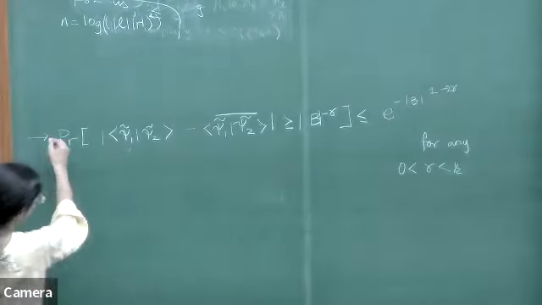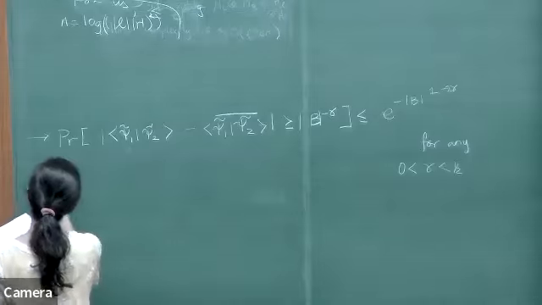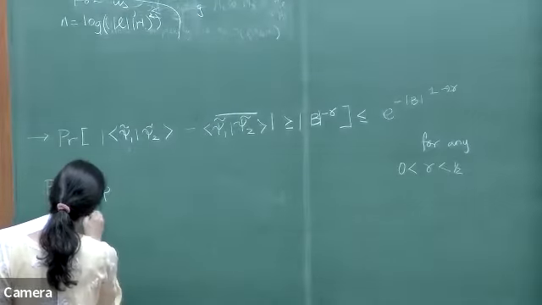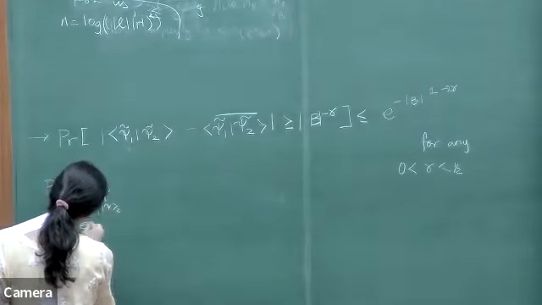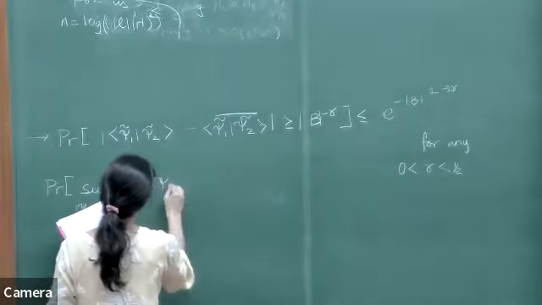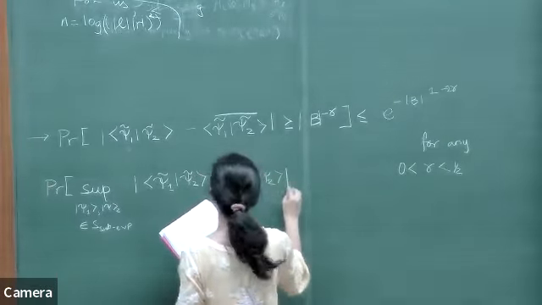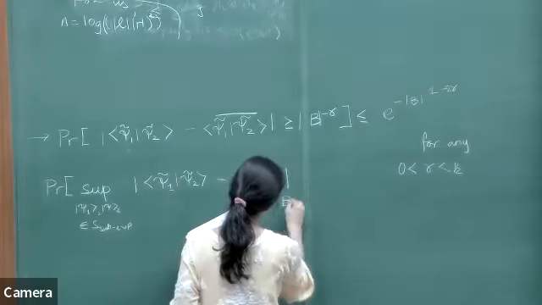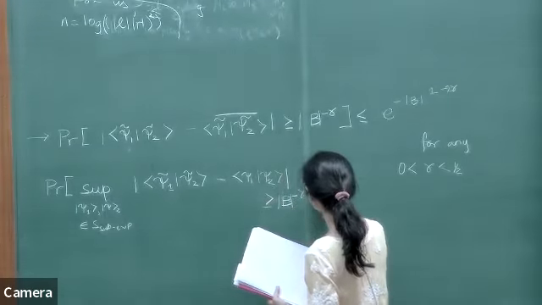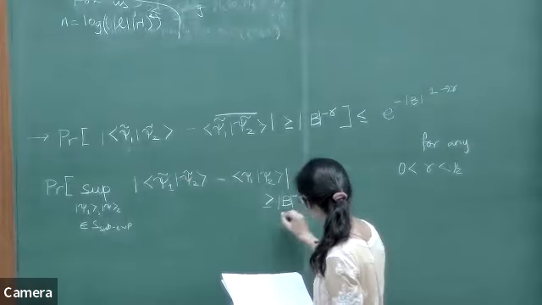Okay, so now once we have this statement, how do we apply it? We now want to consider the probability that the maximum deviation, for all psi1 and psi2 belonging to this set sub X, is bigger than b to the minus gamma.